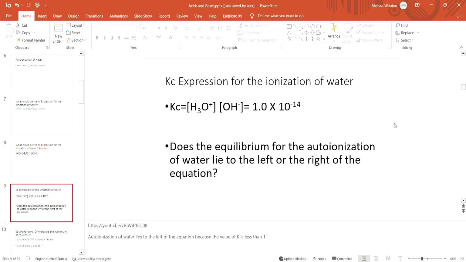So when we look at this, let's think about whether the equilibrium for the autoionization of water lies to the left or to the right of the equation. To the left, because Kw is less than 1 and is very small. When we have a small Kw, that is indicative of more reactants than products. So remember the Kw expression is products over reactants, and so if you have a very, very small Kw, that means the denominator is a whole lot bigger than the numerator, and the denominator is made of reactants.